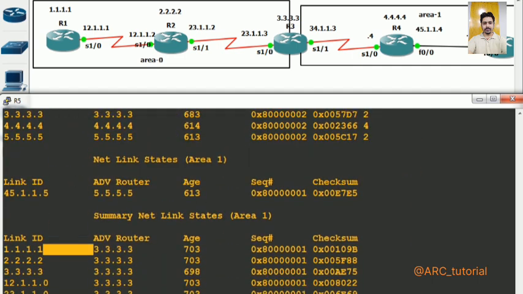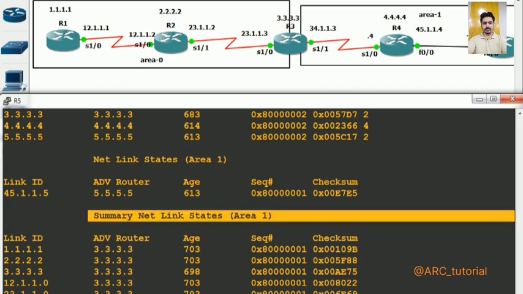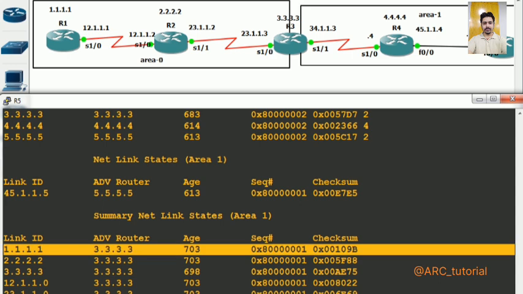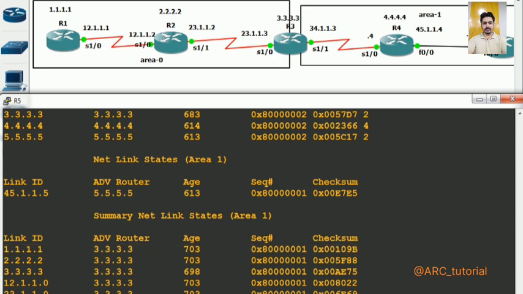So this 1.1.1.1 is coming in the form of summary, and the summary LSA is for area 1 only, generated by 3.3.3.3. As I said, that summary LSA under link ID will have your network ID. Under advertising router it will have the router ID of the advertising router. So who is the advertising router this time? R3. That is why it has the router ID of R3 under advertising router. But under link ID, this is not the router ID of R1. Do not think that this is the router ID of R1. This is the loopback address of R1. Because I am also using router ID as addresses as well.